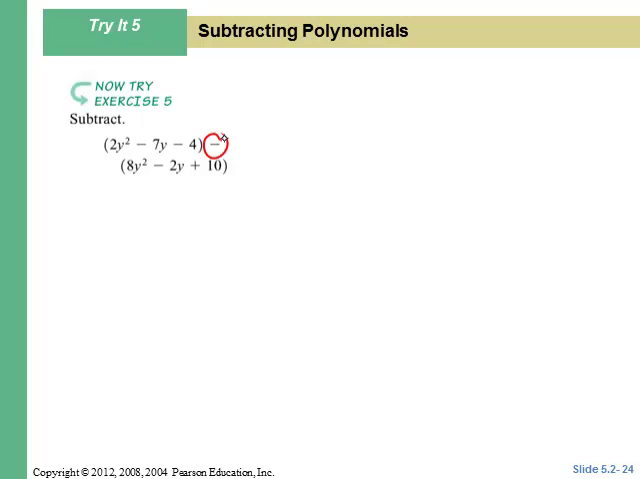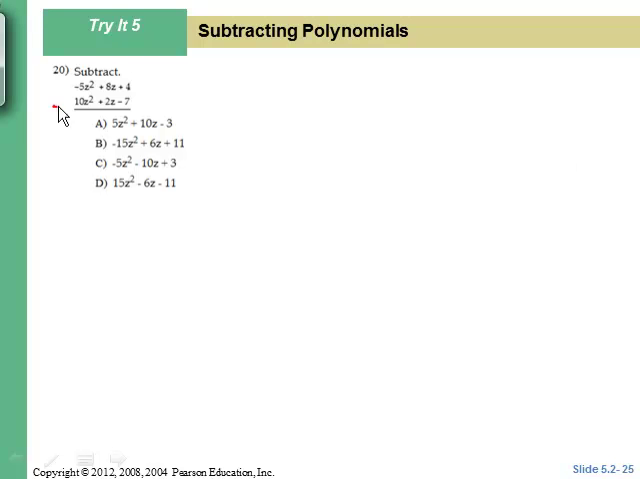Notice, apply the negative sign to each part. 2 minus 8 is negative 6y squared. Negative 7 minus negative 2 is the same as plus 2, so that'll be minus 5y. Negative 4 minus 10 is negative 14.